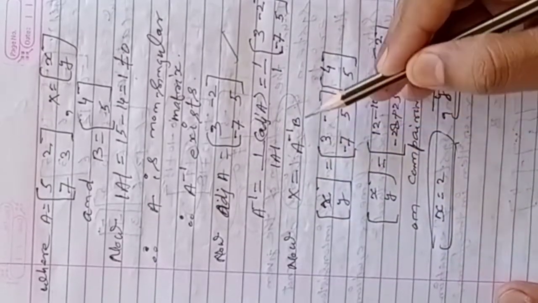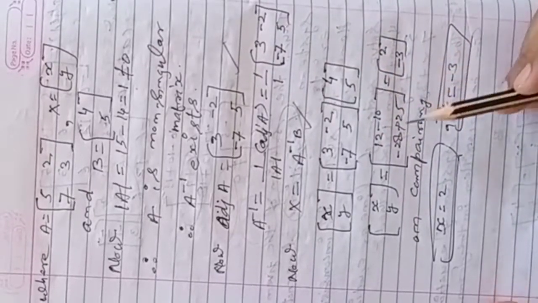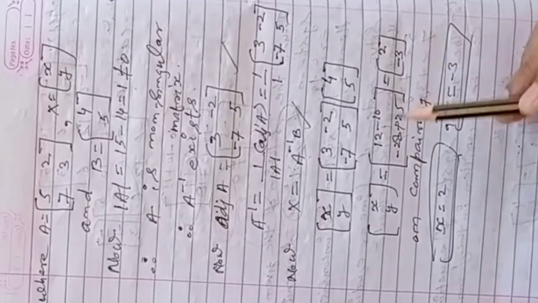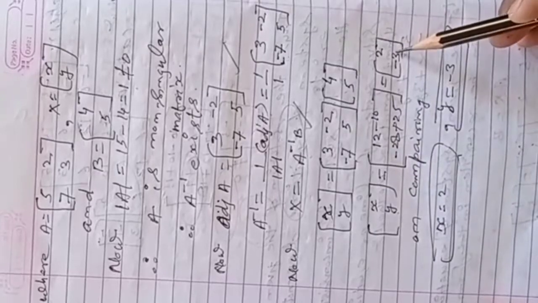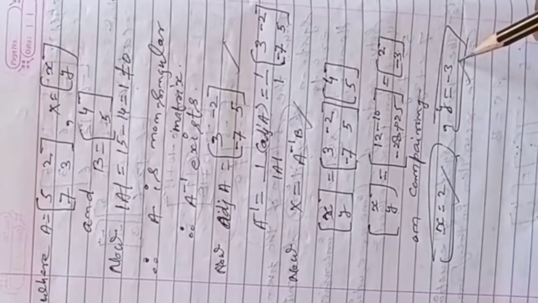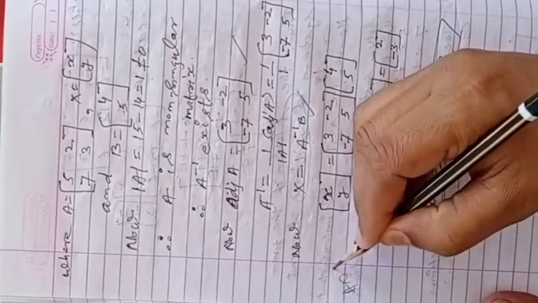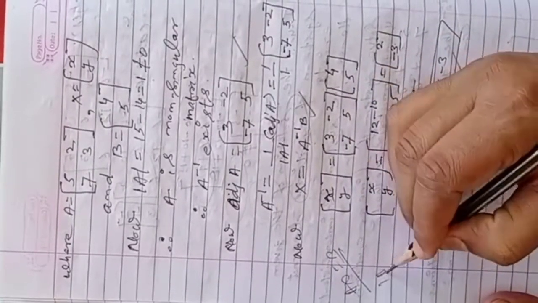Now we will apply the formula X = A inverse B. We will write the values of A inverse and B and solve it. So [x; y] = [2; -3] is coming. On comparing, x = 2 and y = -3 is coming. It is a very simple question. First of all, we write it in the form AX = B. Then we find its determinant.